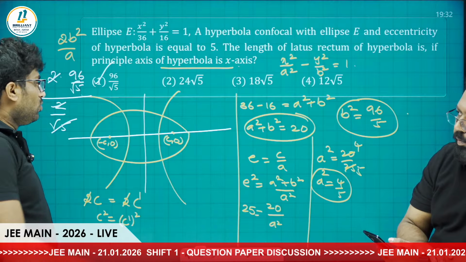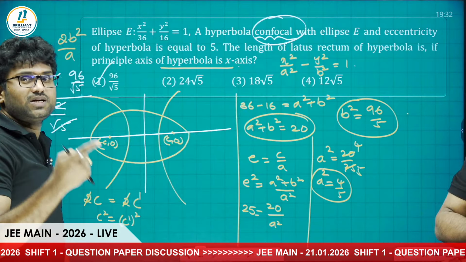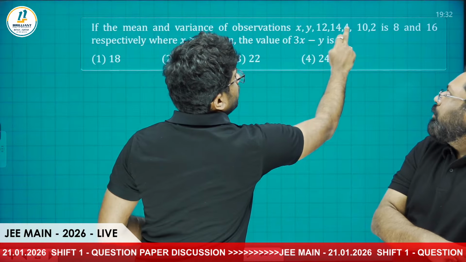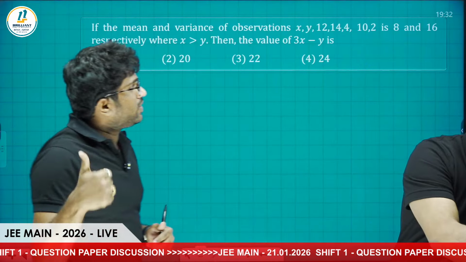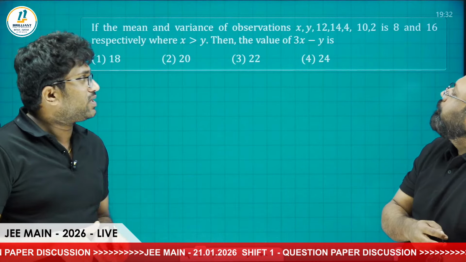Very good question. The only thing is, if you can understand this terminology, confocal means the ellipse and hyperbola have the same foci. Coming to the next question. They have given observations x, y, 12, 14, 4, 10, 2. Seven observations, and the mean of these observations is 8. What is the mean of the data?